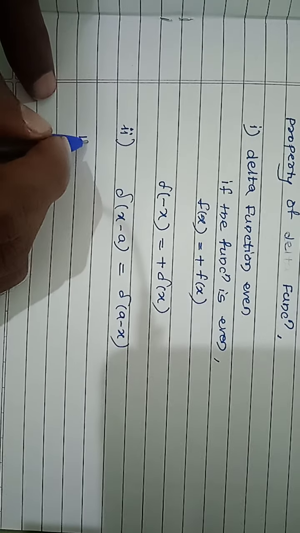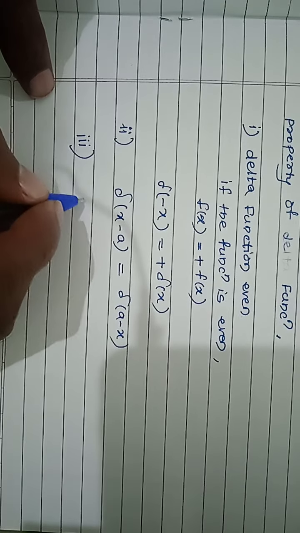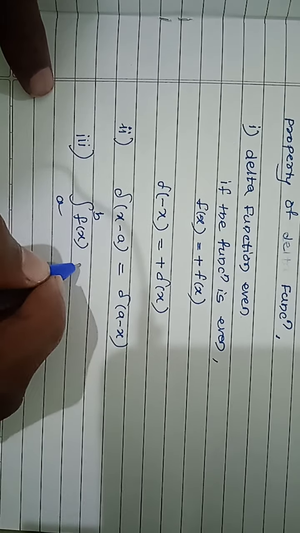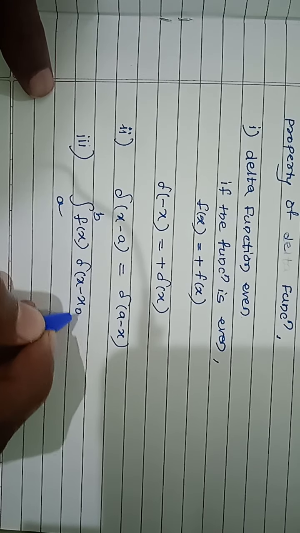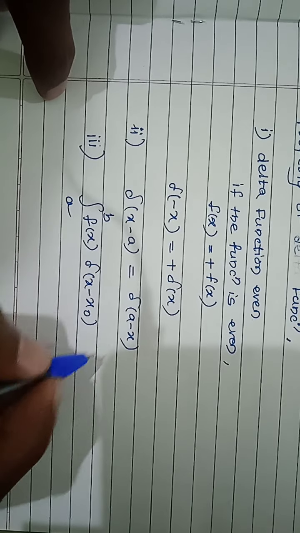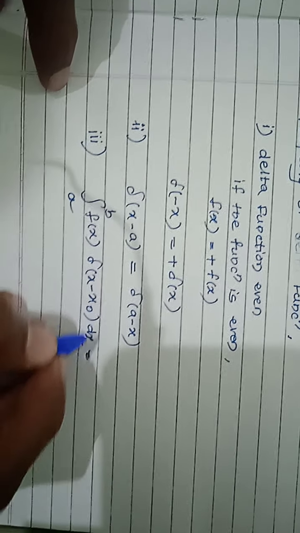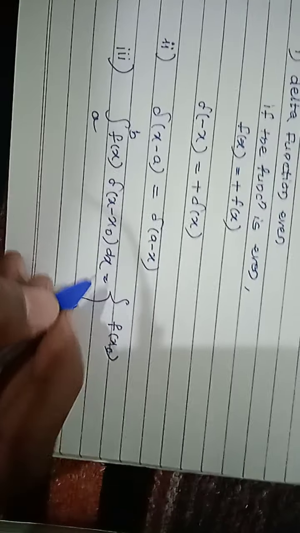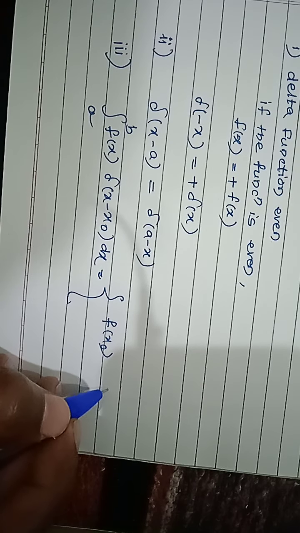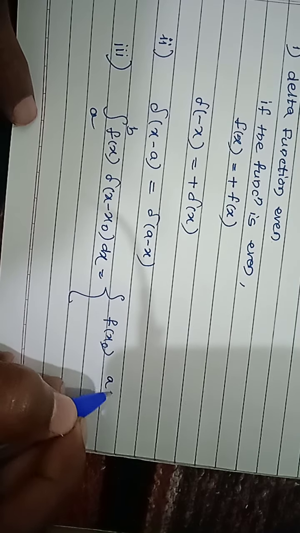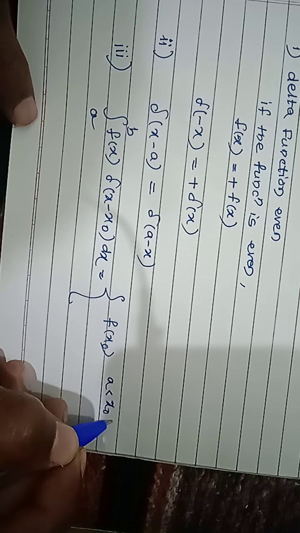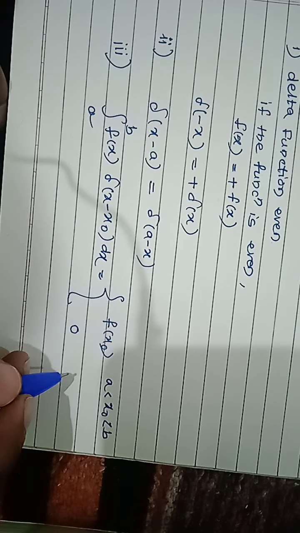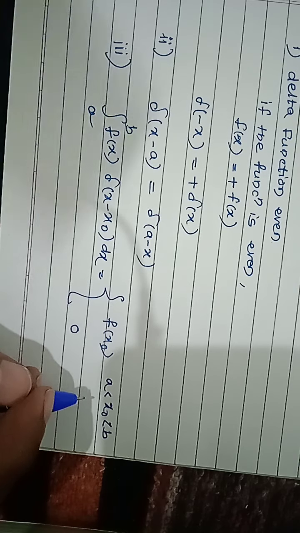The third property of the delta function is also important. The integral from a to b of f of x times delta of x minus x naught dx, where x naught is any number, equals f of x naught, where x naught lies between a and b, that is a less than x naught less than b, and 0 elsewhere. This is a property of the delta function.